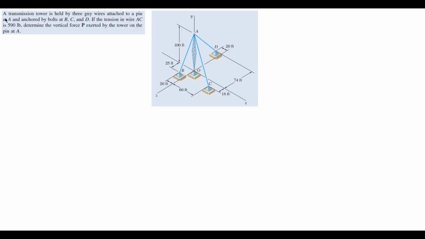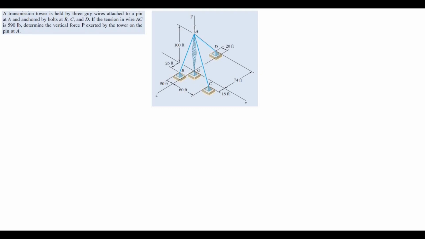For the fifth and final problem, we have a transmission tower held by 3 guy wires attached to a pin at A and anchored by bolts B, C, and D. If the tension in wire AC is 590 pounds, determine the vertical force P exerted by the tower on the pin at A. So question 4 is pretty much like question 5. We have 3 cables as well as vertical force P.